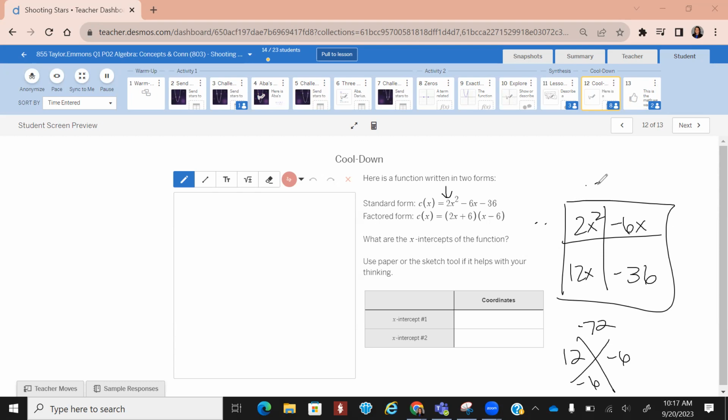So what two numbers can I multiply together to get me 2x squared? X and 2x, right? I'm sorry. What times x would give me -6x? And what times 2x would give me 12x? And 6 times -6 gives me -36. So I have 2x minus 6 and x plus 6. Can you solve for the x-intercepts from there?